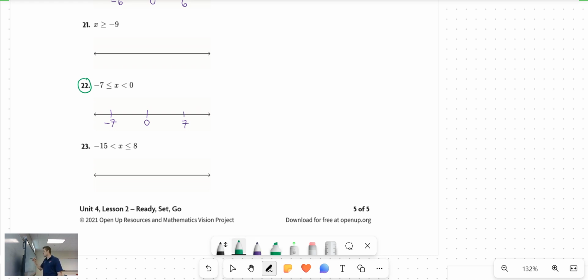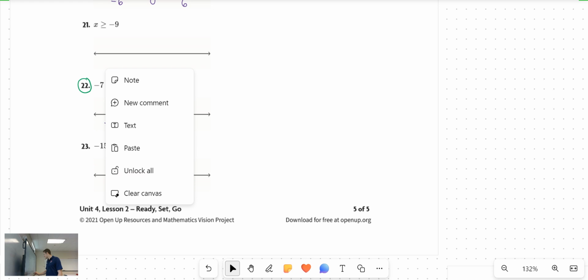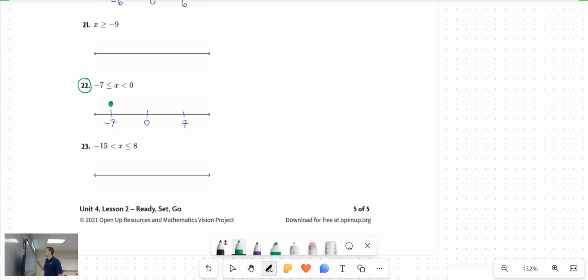All right, -7 is less than or equal to x. So less than or equal to means we get a filled in circle. Filled in circle. So -7 is less than or equal to x, and then 0 gets an empty circle, and then it can just be anything in between those 2 points, right? So there we go. That is a graph of the values that are greater than or equal to -7 and less than 0.